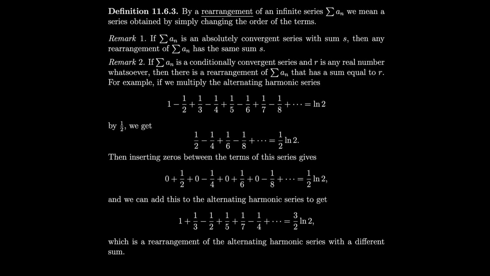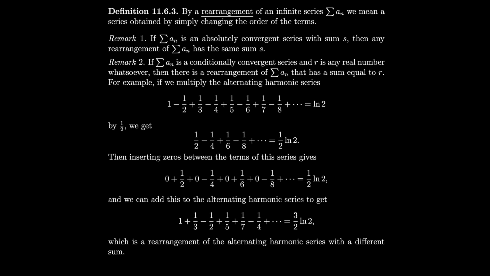What's more interesting is that if you have a conditionally convergent series and r is any real number whatsoever, there happens to be a rearrangement of that series that has a sum equal to r. So if you don't have absolute convergence, but you do have conditional convergence, then you can end up manipulating your series to equal anything you could possibly want. So that's kind of ridiculous, but let's look at the alternating harmonic series, which we know converges, but we also know that it's not absolutely convergent because the absolute value is the harmonic series, which diverges.